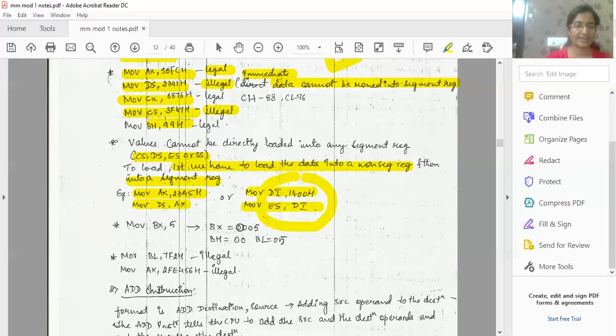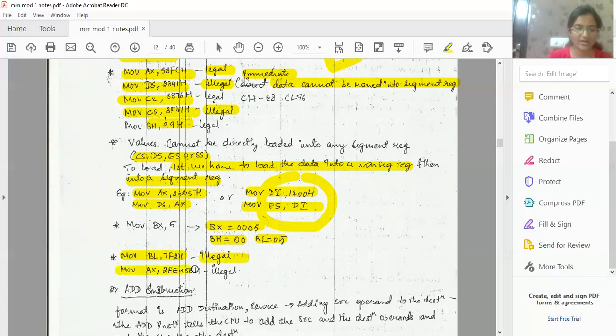MOV BX, 5. Yes, it is valid, but how will the data be loaded? BX will be loaded with 0005. So BH will be loaded with 00 and BL will be loaded with 05H. Then MOV BL, 7F2. This is illegal. Why? Because 7F2 is 12-bit in size. We are trying to move 12-bit data into an 8-bit register. So that is the reason it is illegal.